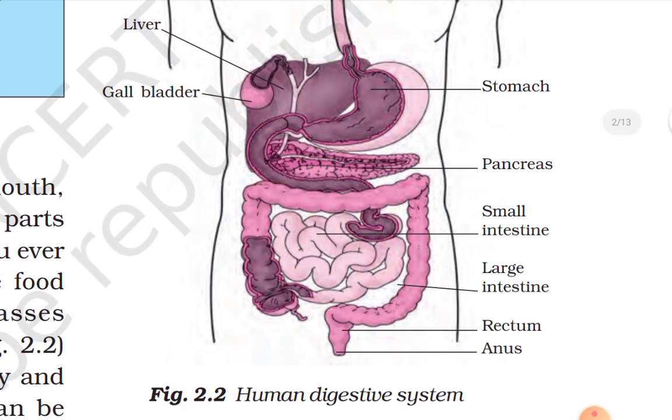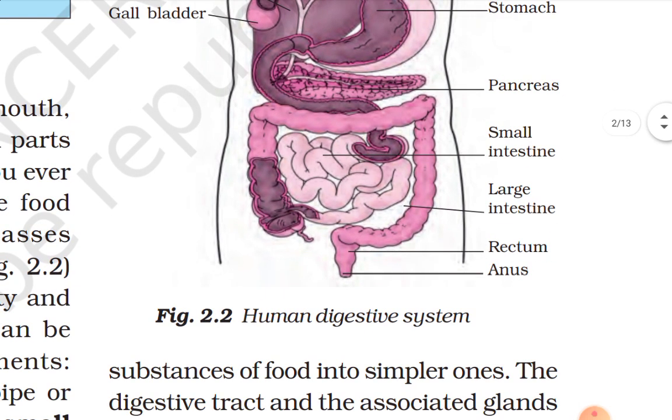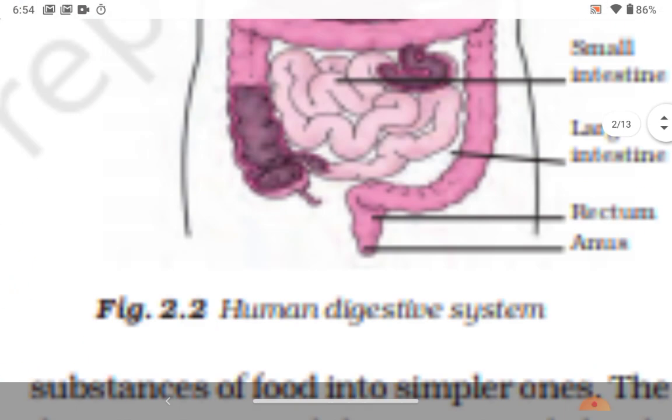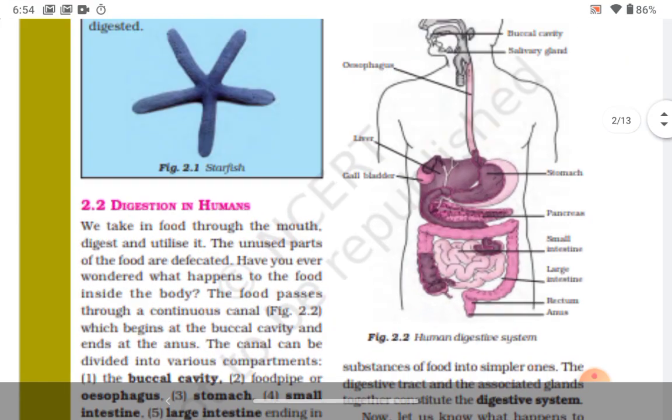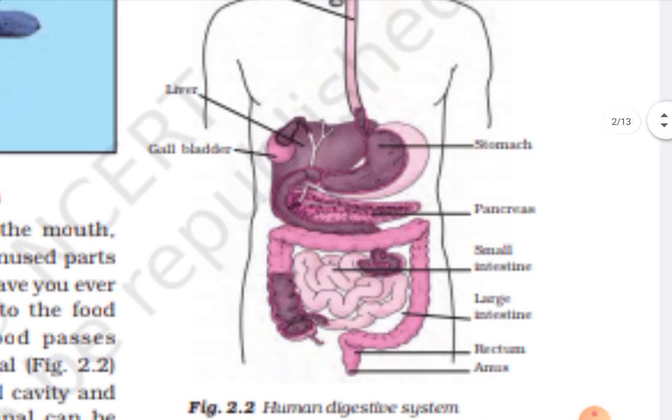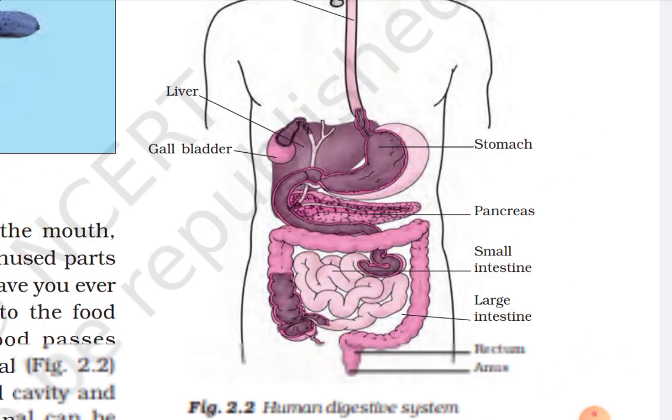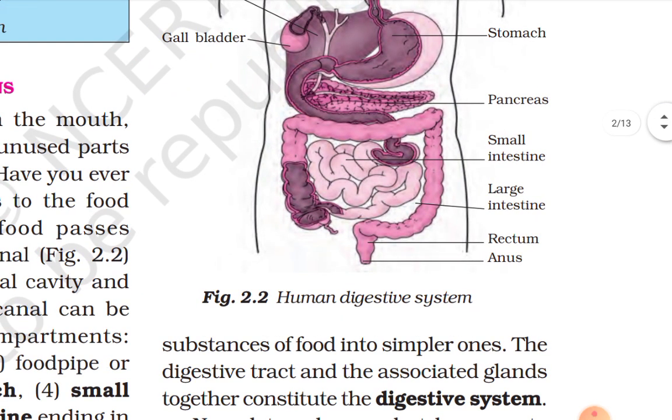The small intestine has small villi-like structures which increase the surface area and absorb all the nutrients, and then the food enters the large intestine. Here you can see the thin structure. It is called the appendix. It stores the good bacteria that we need for our digestion. Then the large intestine takes all the excess water and the fibers, and the waste comes out through the rectum and anus.